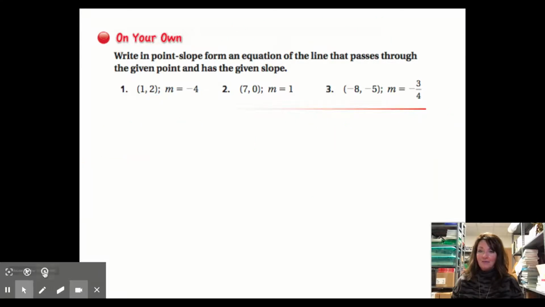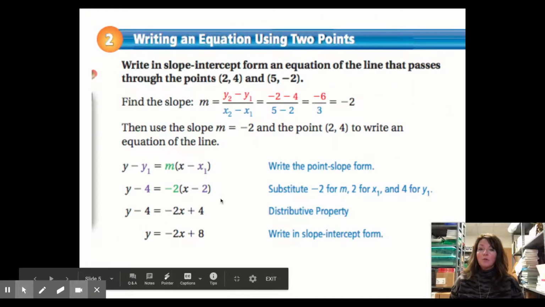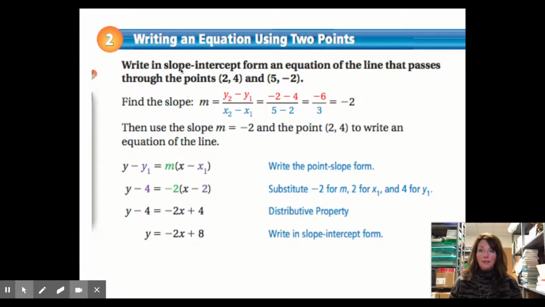All right, here we go. Next, we're going to take it all the way to slope-intercept form. So pay attention to the directions. Write in slope-intercept form an equation that goes through these 2 points.